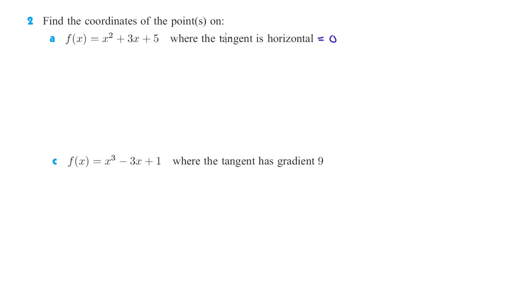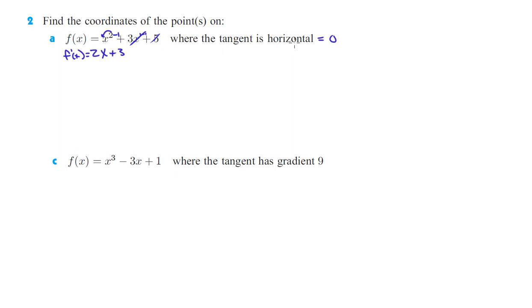So if we know the slope of the tangent, that always means take the derivative, right? So let's take the derivative of this thing here. So we have 2x to the first. 1 times 3 is plus 3. Subtract 1 from there, and the x's are gone, and the derivative of any constant is 0. So there's our f prime of x. There's our derivative function.